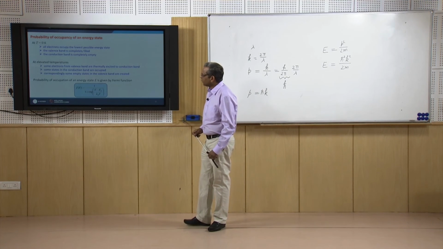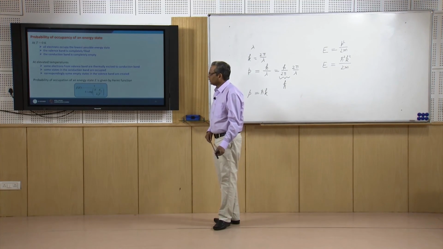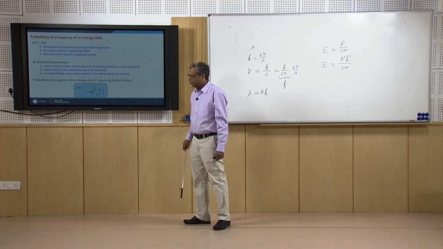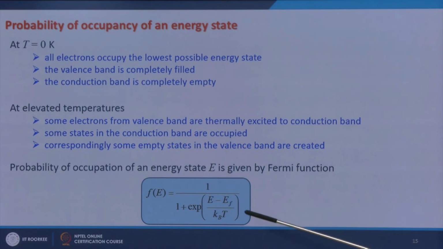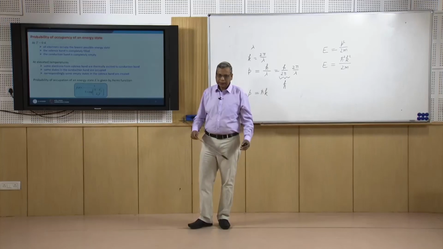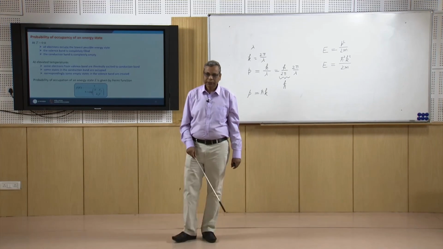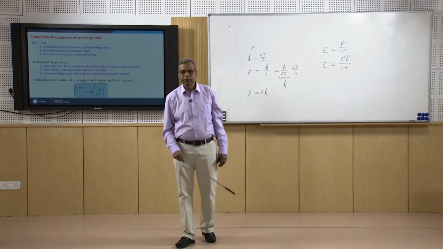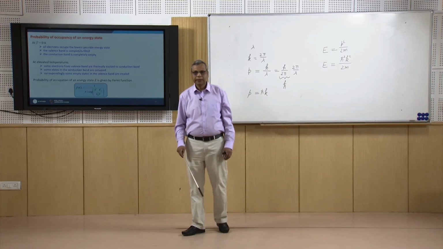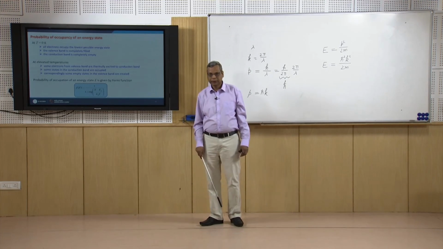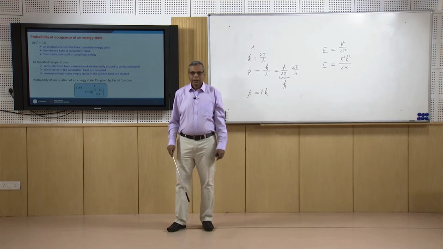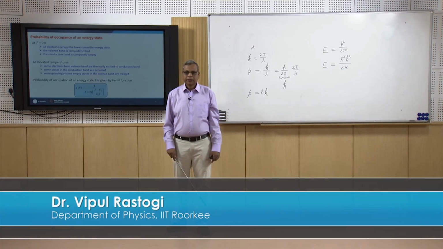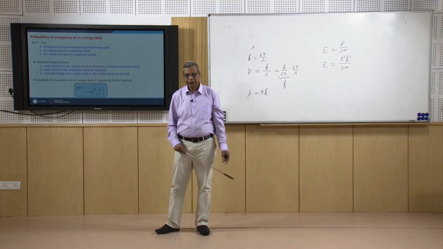Then the probability of occupation of energy state E is given by a function which is known as the Fermi function, and is given by F(E) equal to 1 over 1 plus exponential of (E minus Ef) over kB T. This kind of statistical distribution helps us to understand the properties of a semiconductor, and the electrical and optical characteristics of a semiconductor. So, we will look into the characteristics of semiconductors and how we can make an LED out of these semiconductors in the next lecture. Thank you.